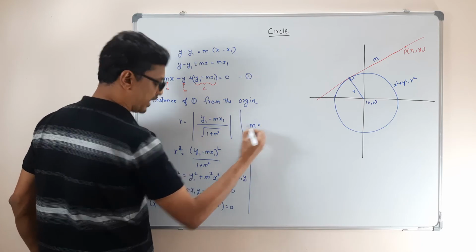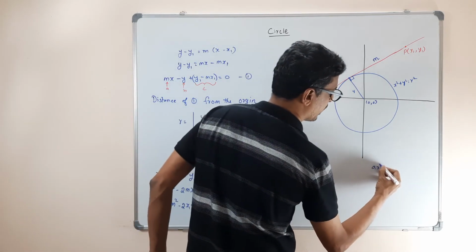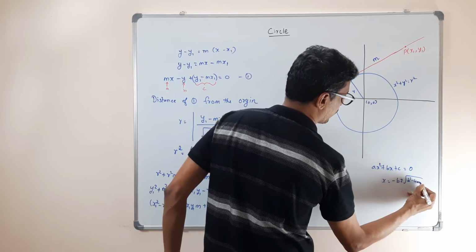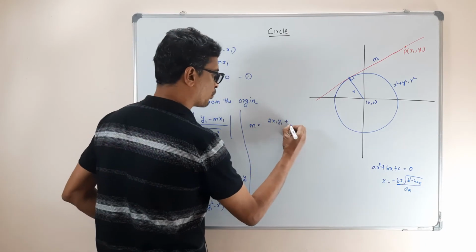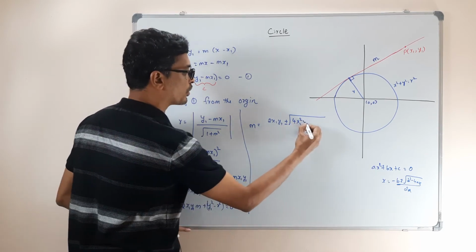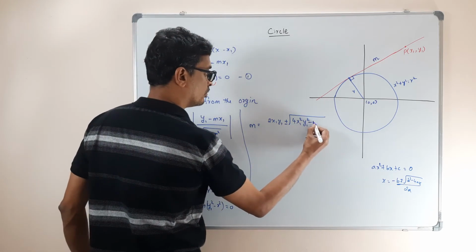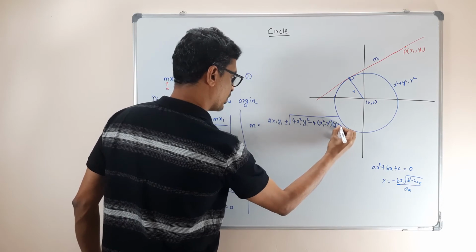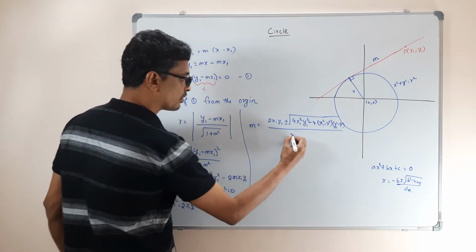So m equal to minus b, that is 2 x1 y1. Because we have ax square plus bx plus c equal to 0, x is equal to minus b plus minus root of b square minus 4ac, over 2a. So minus b is 2 x1 y1, plus minus root of b square, that is 4 x1 square y1 square, minus 4 times x1 square minus r square into y1 square minus r square, divided by 2a. 2a is 2 times x1 square minus r square.